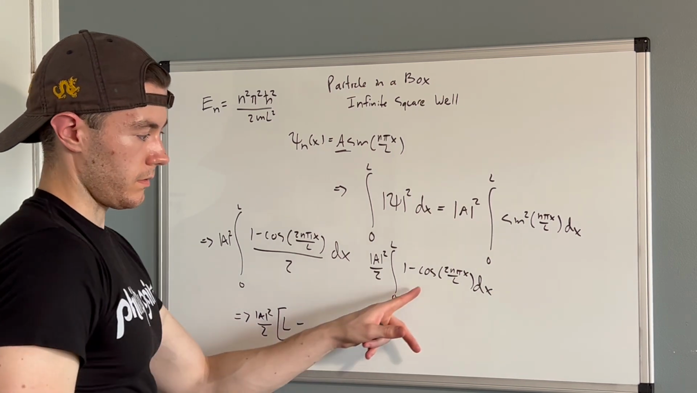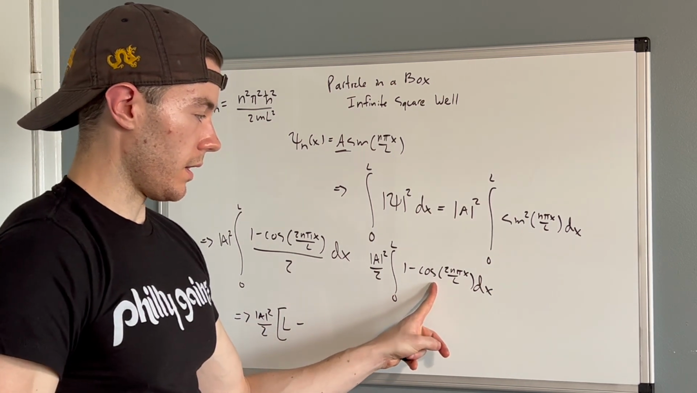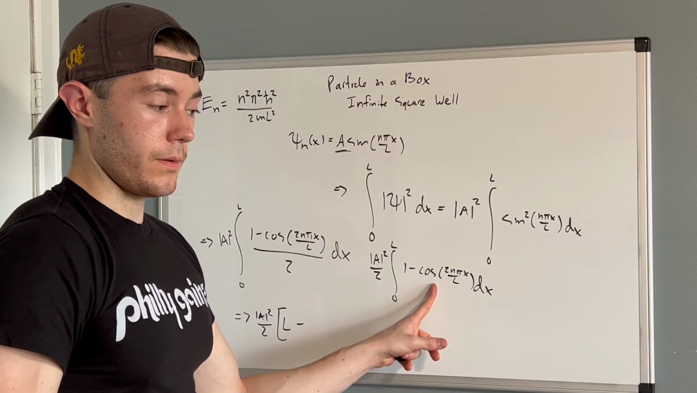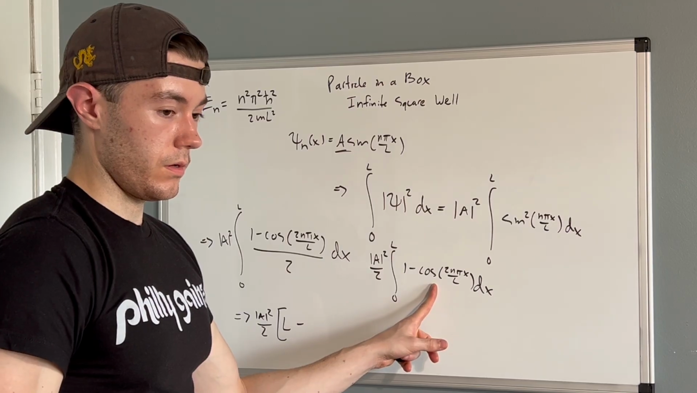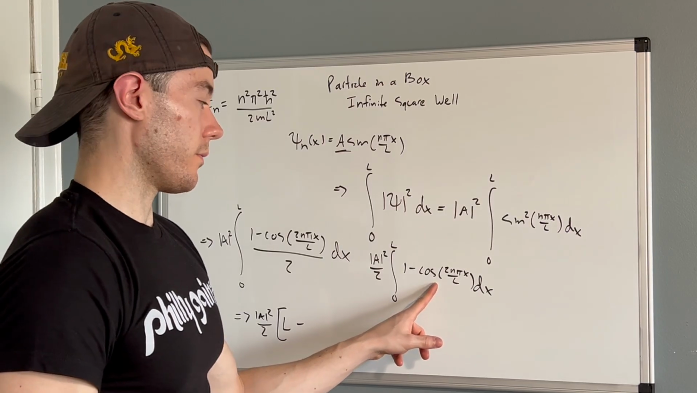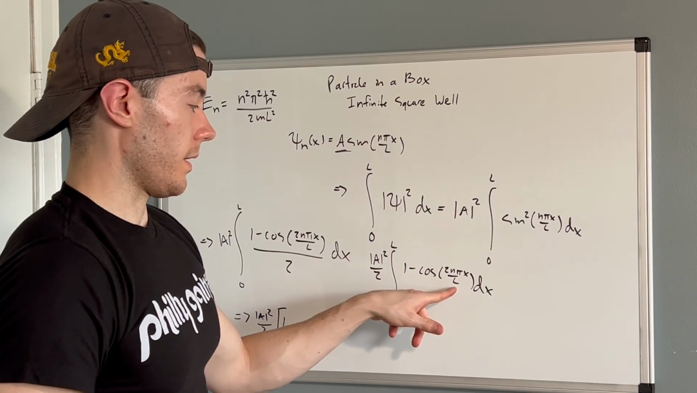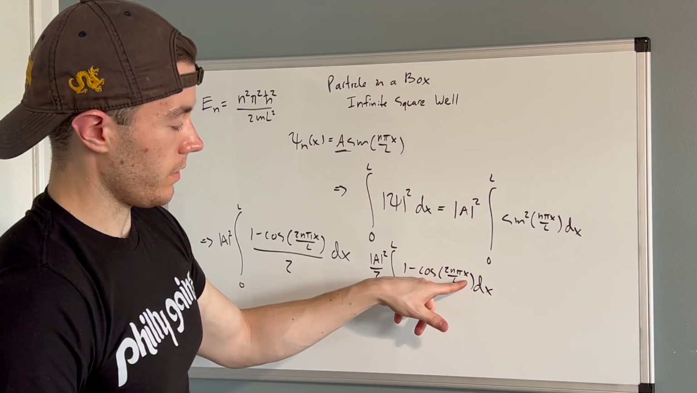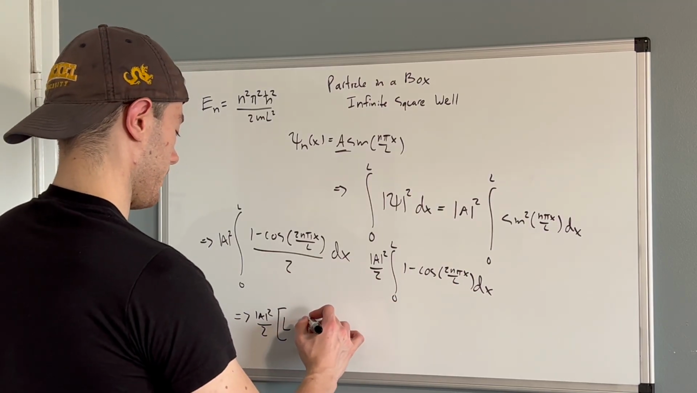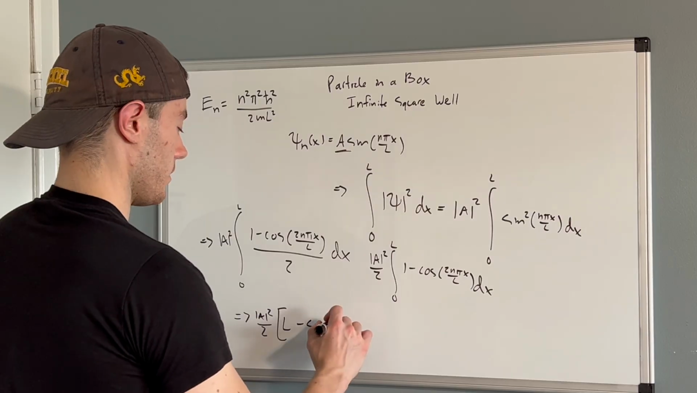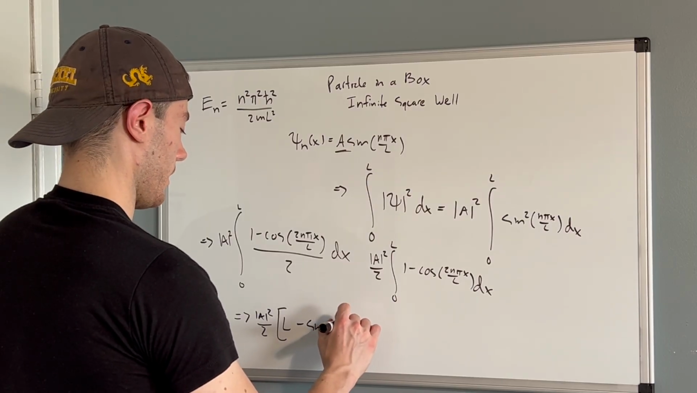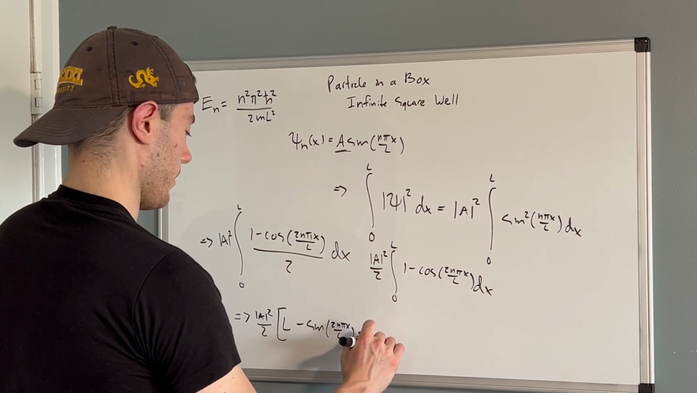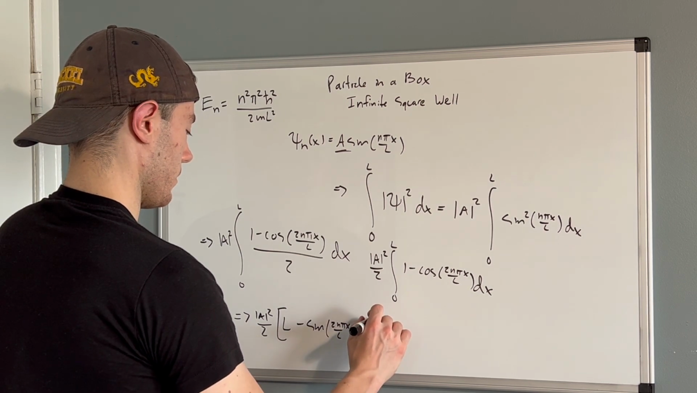Minus, let's see, the integral of cosine theta is sine theta, but then reverse chain rule, we're going to have to divide by the coefficient in front of the argument, so it'll be sine 2n pi x over L times L over 2n pi evaluated from 0 to L.